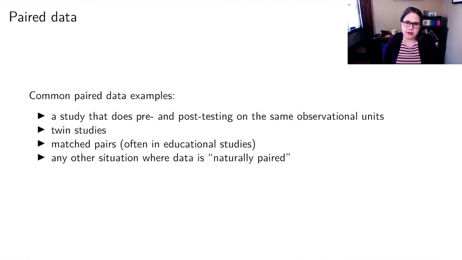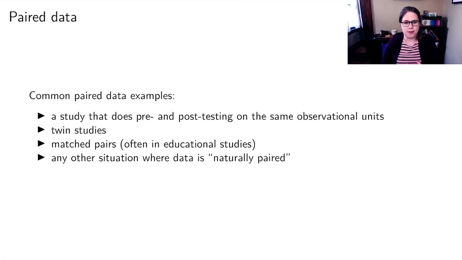So this section is about paired data, and paired data is when there's some natural pairing in the data set. Probably the easiest and most common example you'll see of this is twin studies, where maybe they do an experiment. They do something to one twin but not to the other, and then that data is naturally paired because the twins are a natural pair.